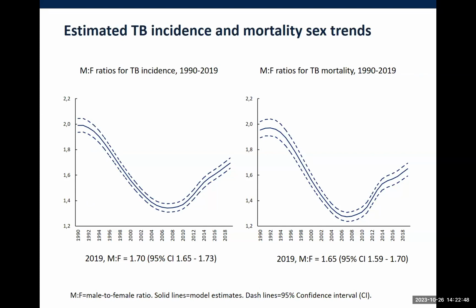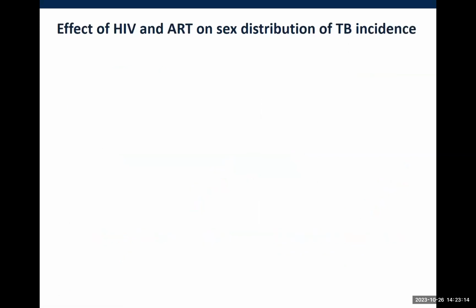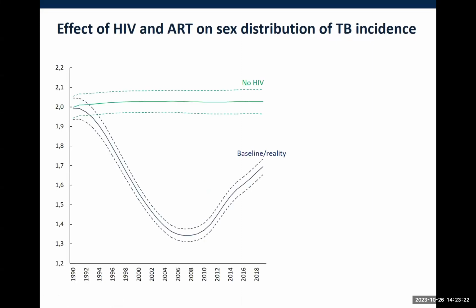So these figures show the male to female ratios between 1990 and 2019. What is clear is that they've remained consistently above 1, meaning TB incidence and mortality has always been higher in men than in females, but we also see changes in the trajectory, and we hypothesize that this could have been due to the effect of HIV coming up in the early 1990s. So we first simulated a scenario without HIV, to see what would have happened to the male to female ratio, and the model suggests the TB rates would have been at least double in men compared to females.